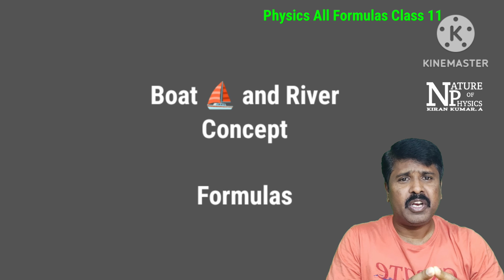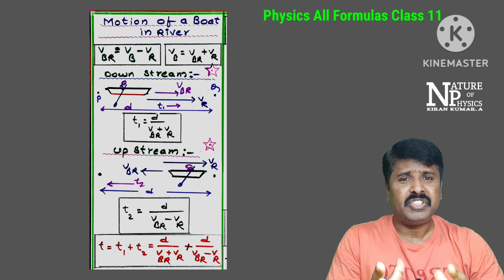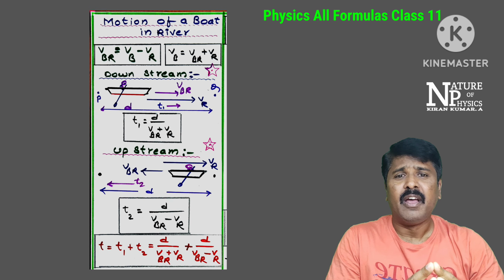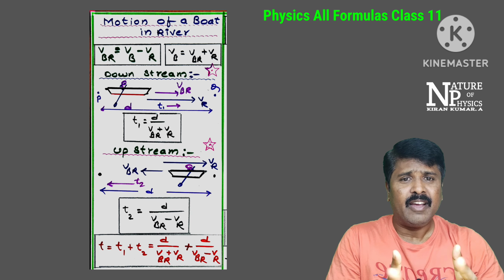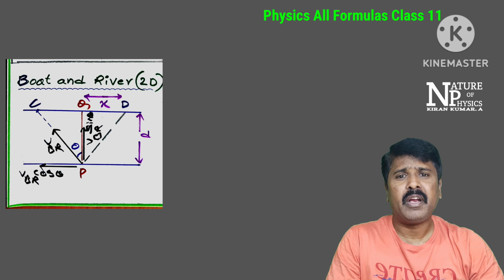Next, 2D motion in which boat and river concept formulas, including one dimension and also two dimension given. Student, see there, one dimension downstream and upstream, and also two dimension boat and river concept. VBR is the velocity of the boat with respect to river, and VBR is resolved into two components.